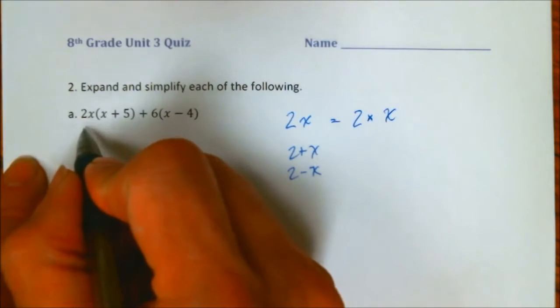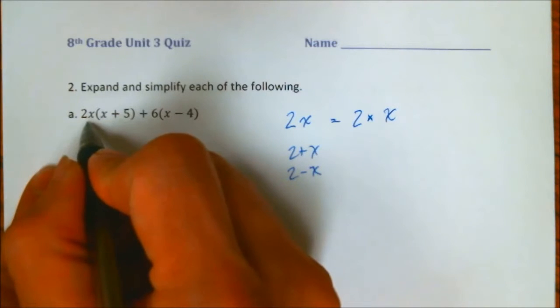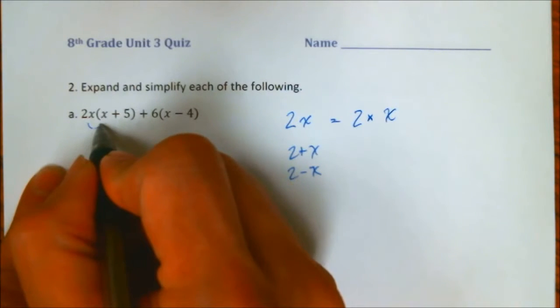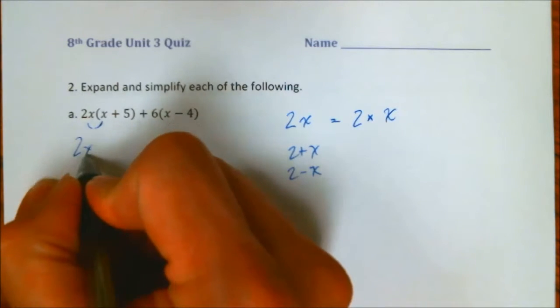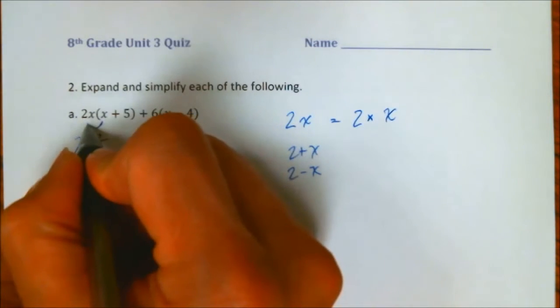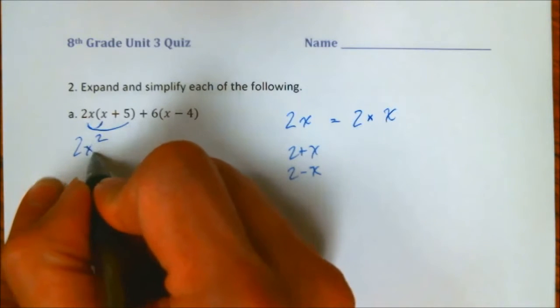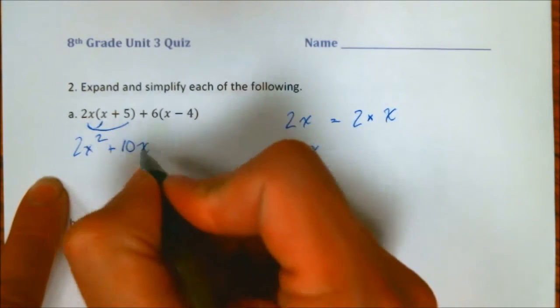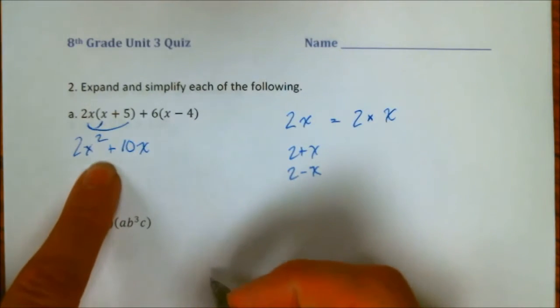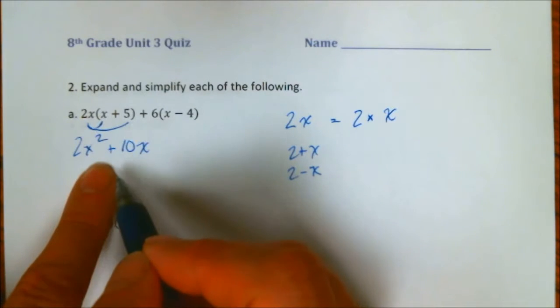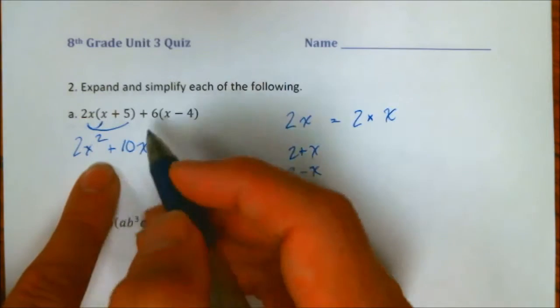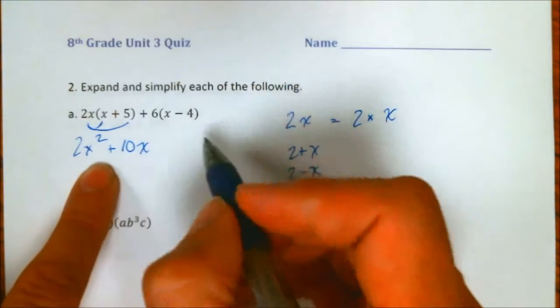So, if we look at this, distribution dictates that we go 2x multiplied by both things inside of here. Well, 2x times x is 2x squared, and 2x times 5 is 10x. Another thing I saw people do is put 7x right here. They added the 7 and the 5, and that just doesn't work. It's multiplication that you're doing.